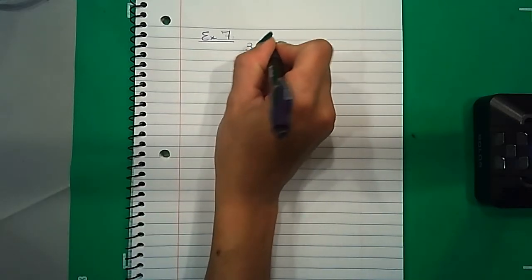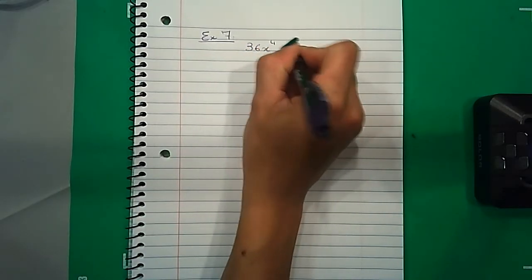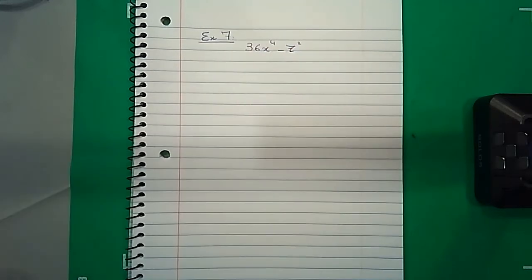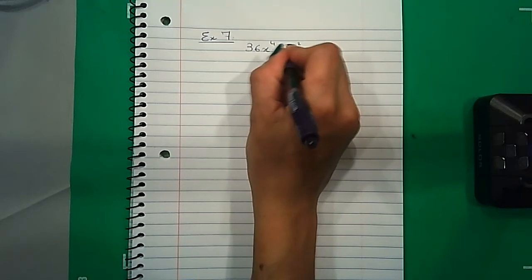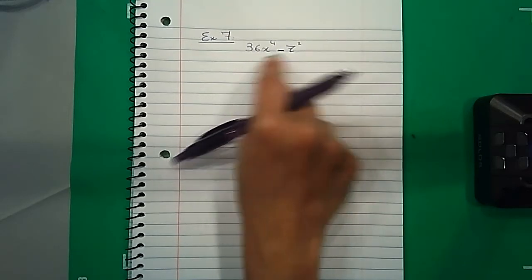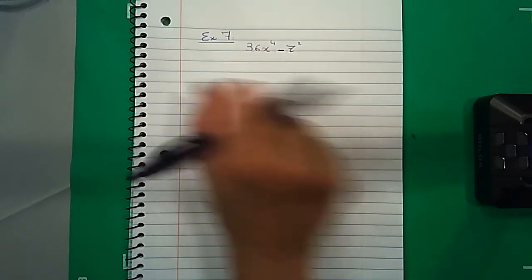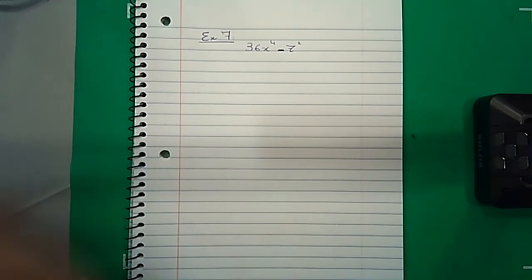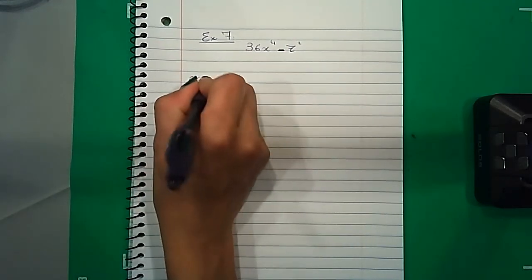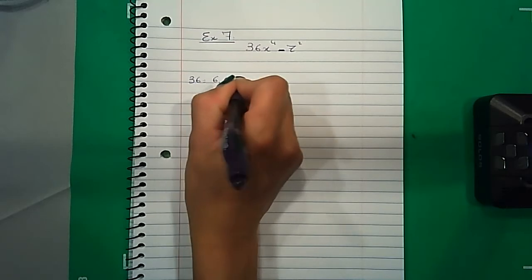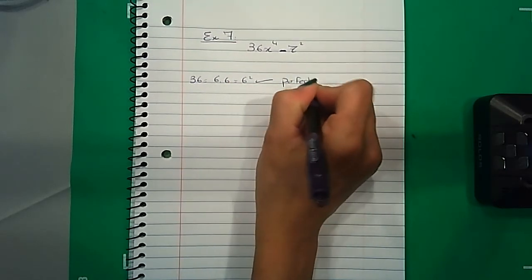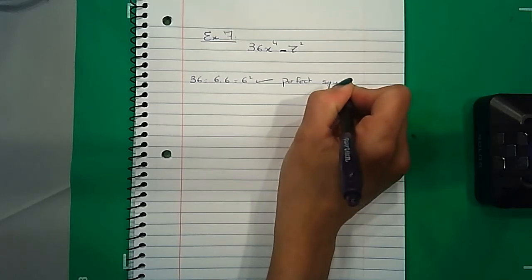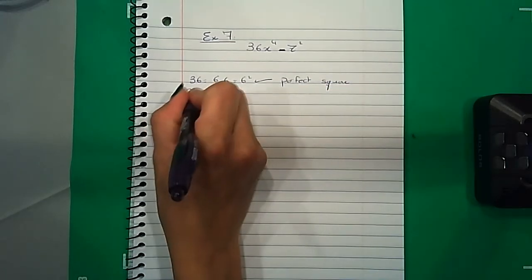36x to the 4th power minus z squared. So the first thing I probably would look at is the difference. Okay, I have a minus. Now let me see if the terms are perfect squares. I know that 36 is 6 times 6, which is 6 squared, which is a perfect square. Now let me think of x to the 4th.